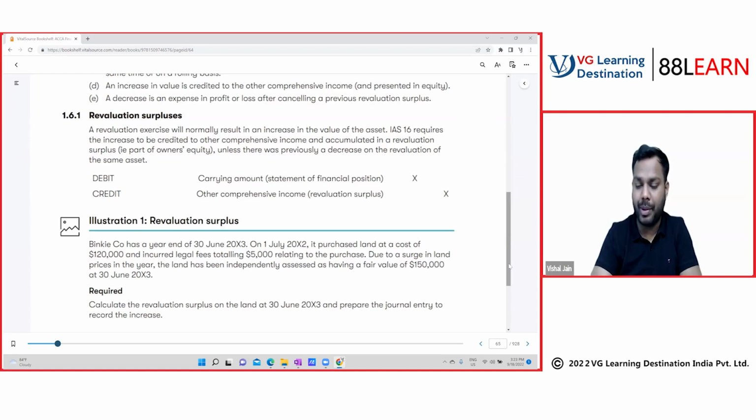Yes, the question will mention the model. Either the question will mention the model, or the question will specifically say revaluation surplus. Something in the question will indicate which model we have to use. The question will definitely give an indication, either directly or indirectly.